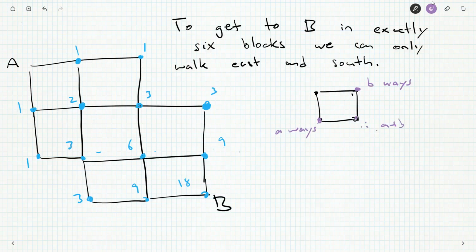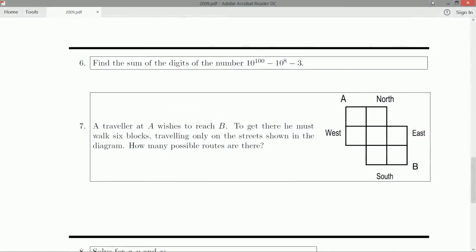Then there are A plus B ways to reach here. Right, but our final answer is 18 ways to get from A to B. And that's what we were asked for, so that's it.